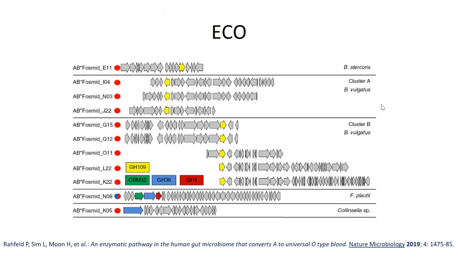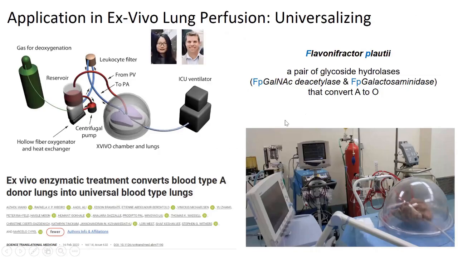What is enzymatically converted to O? That is the holy grail of converting A's, B's, and ABs into O material, be it universally transfusible O erythrocytes or even graft modifications. It turns out that our own human microbiome has a species, Flavonifractor plautii, which secretes glycoside hydrolases that have the power in this deacetylase galactosaminidase combo to convert the A to O antigen.